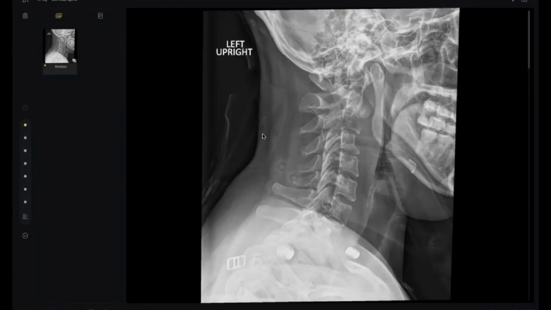I see a similar appearance at C7. The prevertebral space is not widened. Are you sure? Look again, please. Minimally widened, yes. There's a prevertebral space widening, but I don't see any air lucency within.